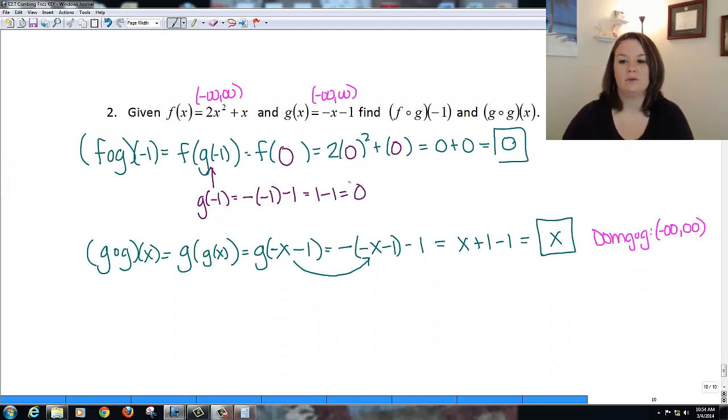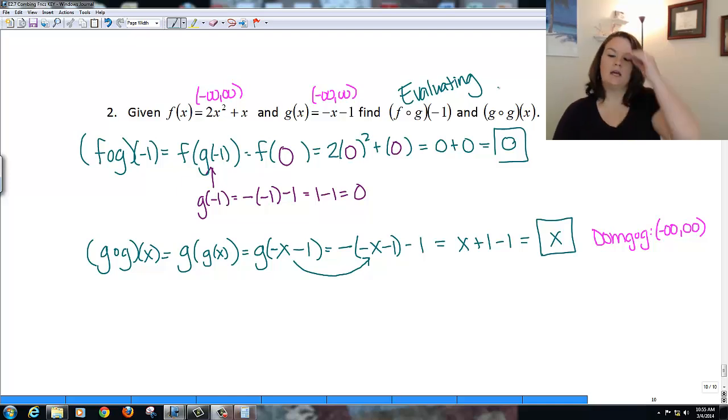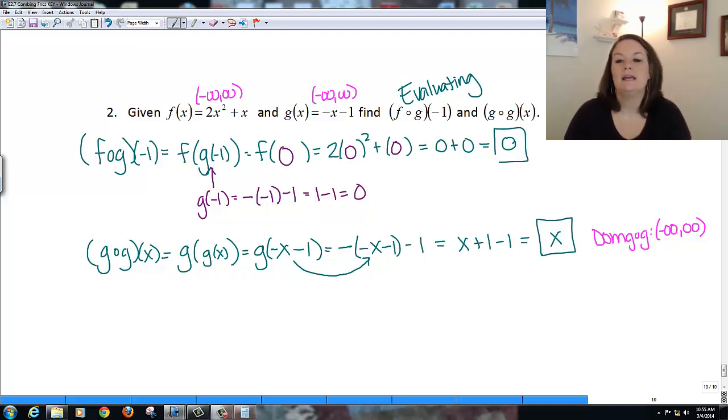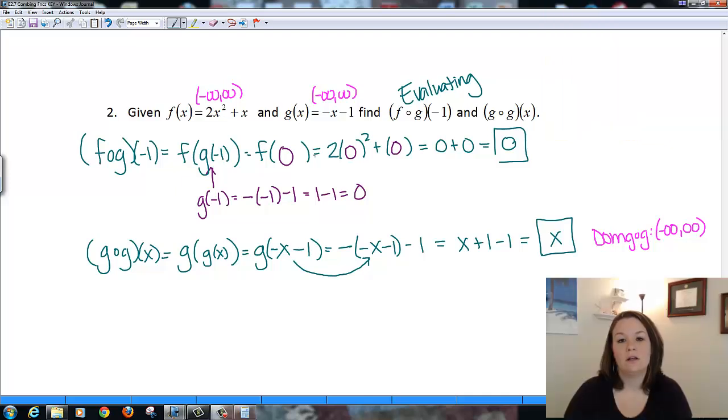Okay? On the second one, same idea. We're finding f composed of g of negative 1, so this one is evaluating. Oops, I didn't even spell that right, did I? Evaluating. Okay. So I'm going to plug negative 1 into g, see what that equals, and then plug that into f. So when I plug negative 1 into g, I end up with 0. So 0 is what I'm putting into my f function. My f function says to square my input, multiply it by 2, and add my input to it. So when I put 0 in there, I end up with 0 plus 0, which is just 0.